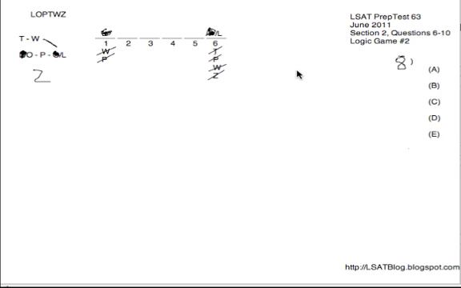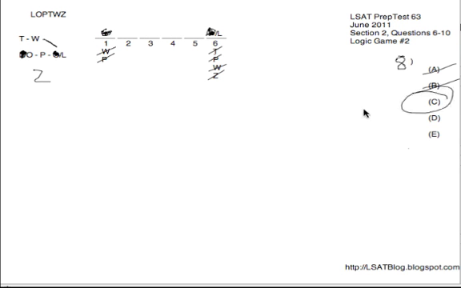So could T be 4th? Yeah, we could have T on 4, W on 5, L on 6. That works. A is gone. B, W 4th. Yeah, we could have W on 4 and then have T still coming earlier than it. That would work perfectly fine. So B is eliminated. There's plenty of room for that. Looking at C, O on 5. Of course, O on 5 could not work because then we'd have P on 6 and we'd have L on 6 and we would not be able to fit P in between them. So for that reason, C is impossible and is our answer to number 8.